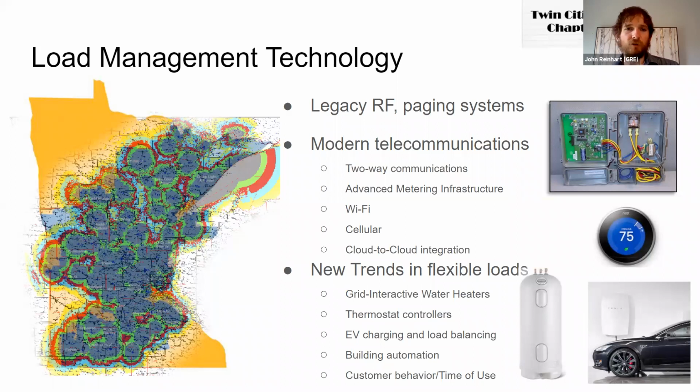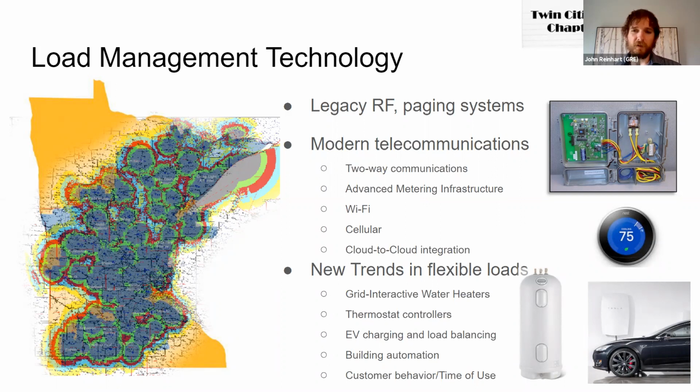Advanced metering infrastructure, or AMI, is definitely one of those telecommunications paths that can provide good two-way communication. It's an infrastructure that's used for smart metering. A lot of utilities are putting that out there for meter reading applications, for outage detection, and a lot of metering and billing functions anyway. That can be a really good backbone for communications, for load management, demand response, or interacting with a smart building.